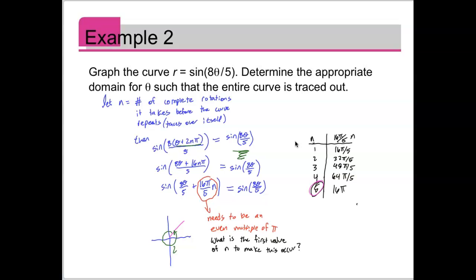So when n equals 5, that's the number of rotations it takes before the curve starts to trace back over itself. So n equals 5, 5 complete rotations. In radians, how much is 5 complete rotations? 2 pi. 1 rotation is 2 pi. How much is 5? 10 pi. Okay, there's our domain. If you let theta go between 0 and 10 pi, we should get the graph completely traced out and stopping before it traces back over itself.